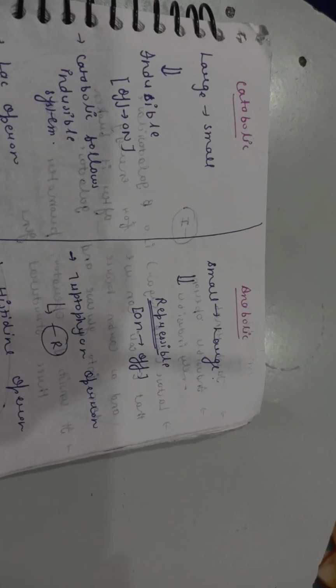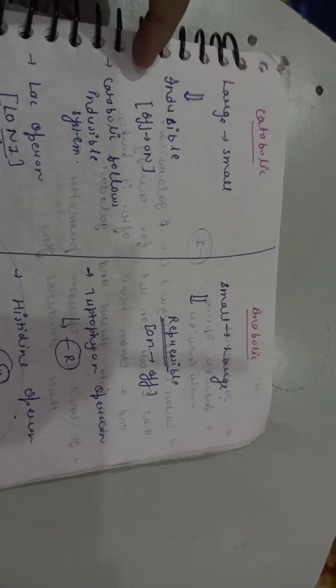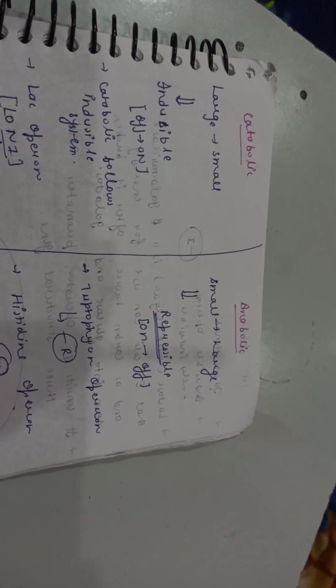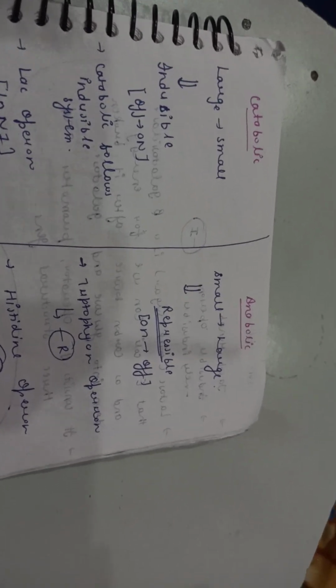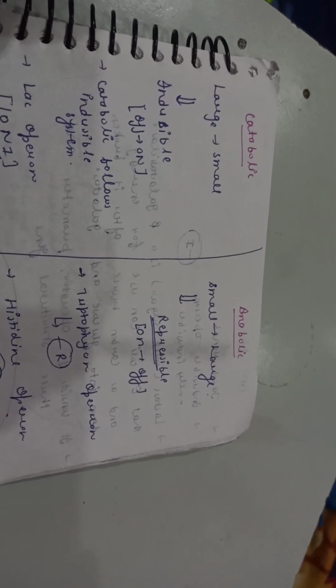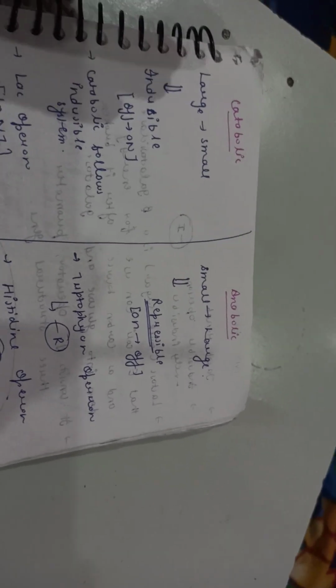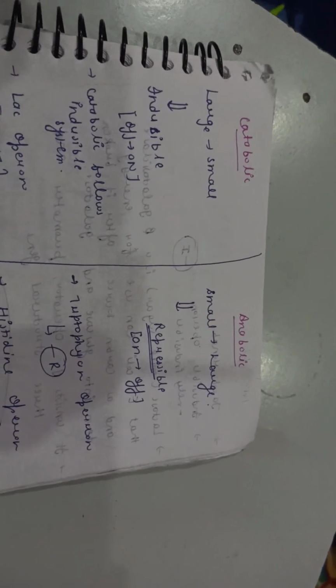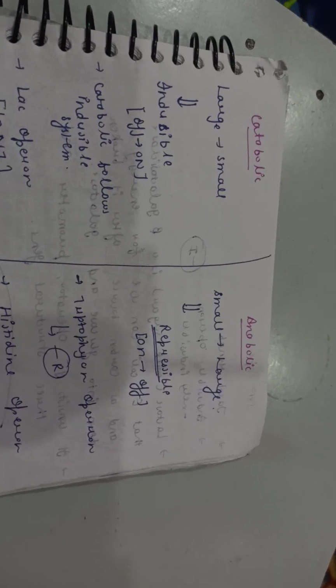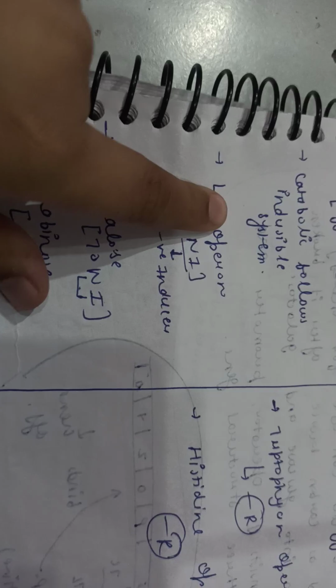Okay, I am just sharing a trick with you all. You have to remember CI. If the I is here, I means you are inducing them. It means that you are converting the operon into the on situation. So you have to remember it by CI: Catabolic, inducible. Here it is written also, catabolic follows the inducible system.